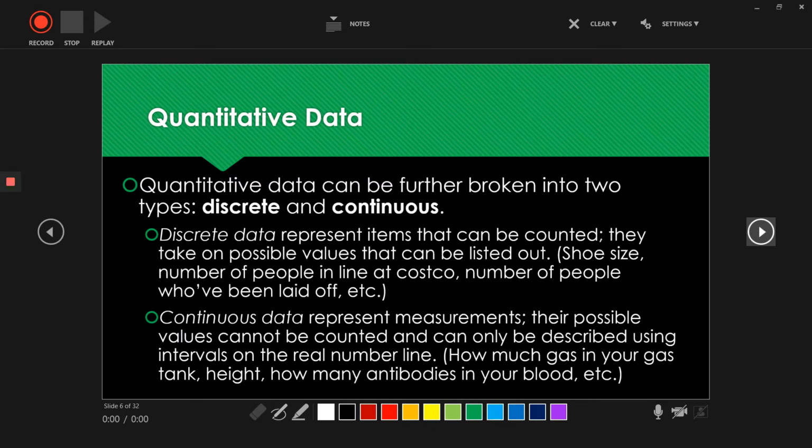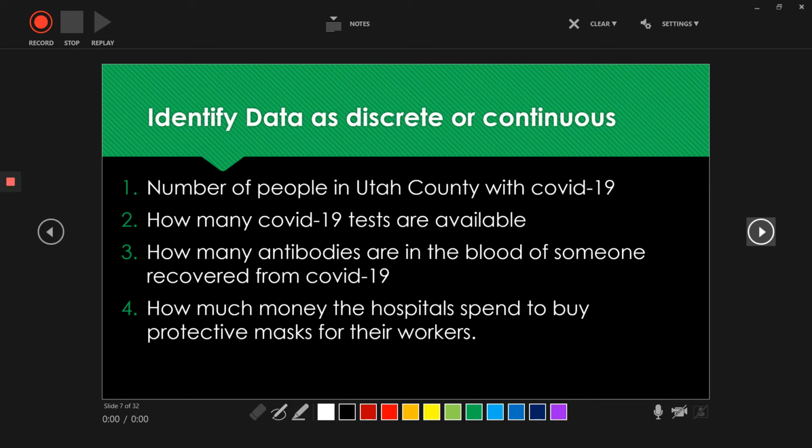So how much gas is in your gas tank, right? You're filling it up. You have 1 gallon, 1.1 gallons, 1.2, that kind of thing. Height, how many antibodies are in your blood. So think of discrete and continuous as sort of like the counting numbers versus all real numbers, including fractions and decimals. All right, so let's see if we can identify what data is discrete or continuous, and we'll just put a D or a C.